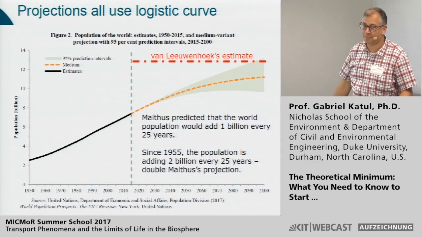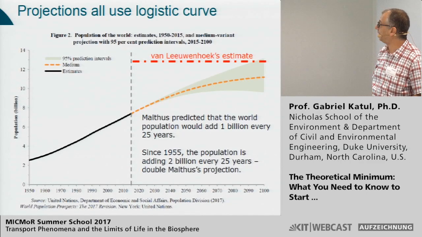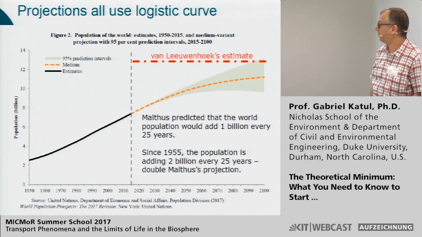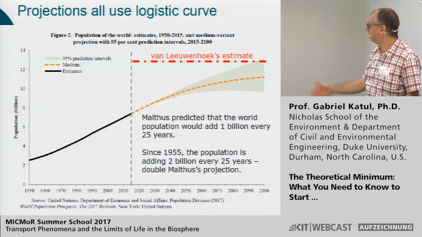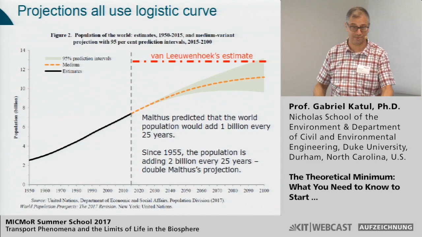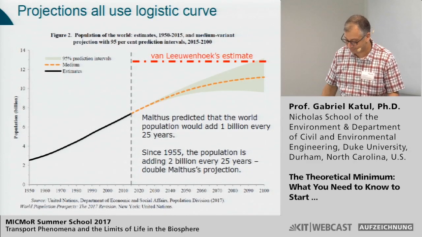Now, to go back to Malthus, so we don't leave the guy alone. Now, Malthus actually predicted that the world population would add 1 billion every 25 years. If we analyze the record that was published by the United Nations, you find that, in fact, we are adding 2 billion people every 25 years. So certainly double of what Malthus has predicted. Interesting.